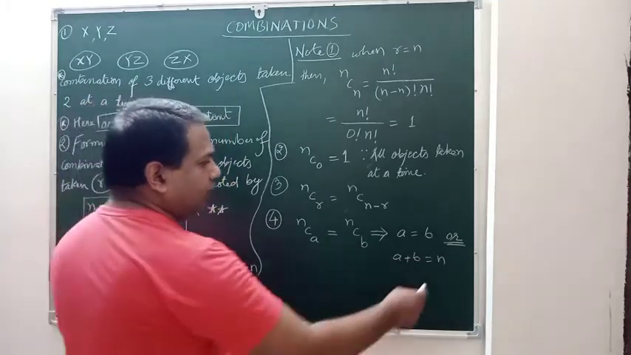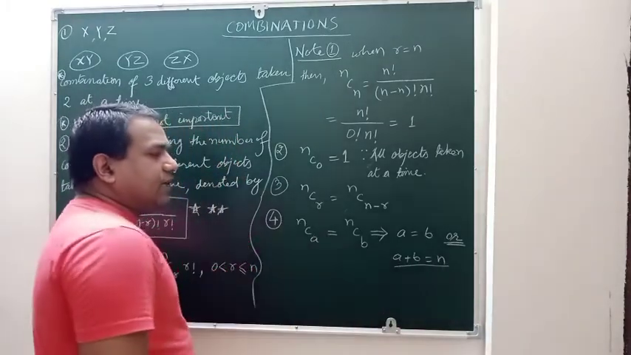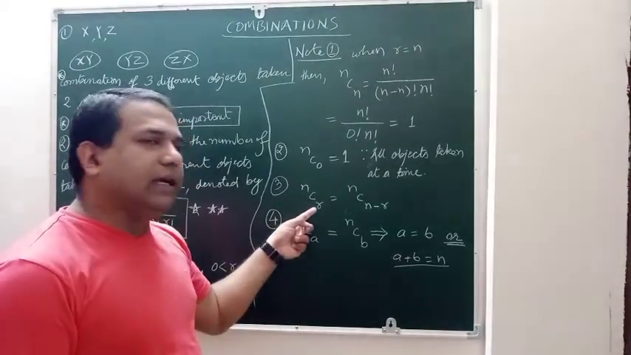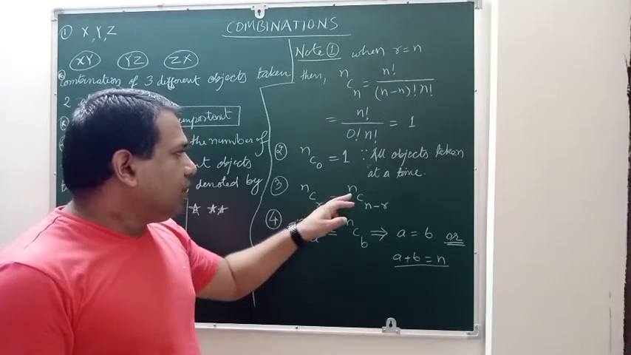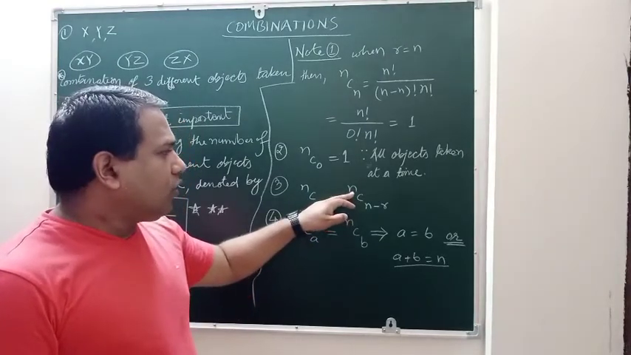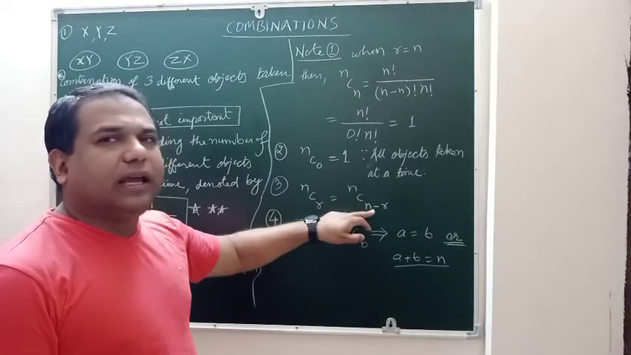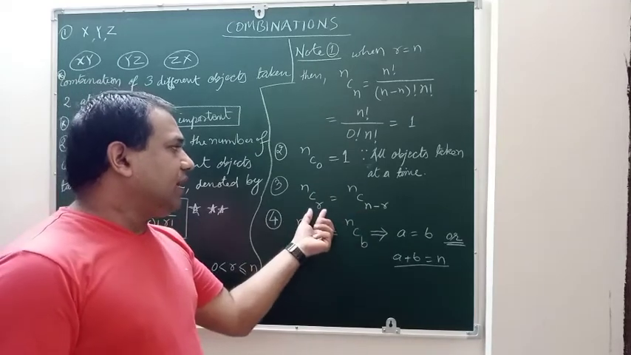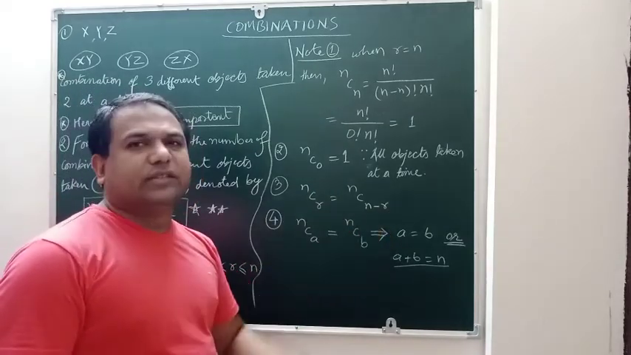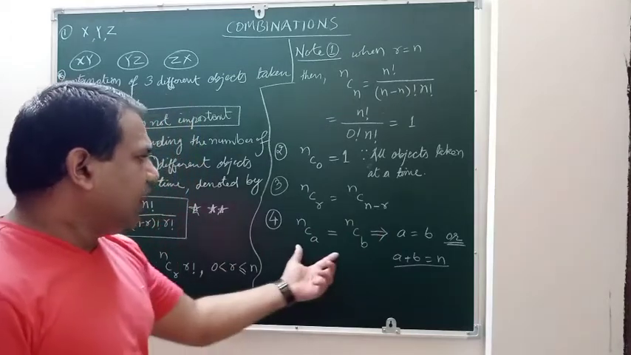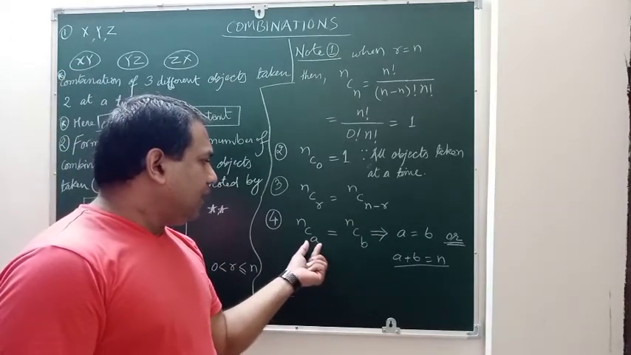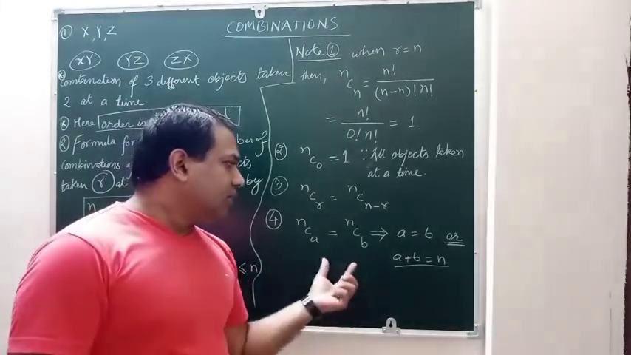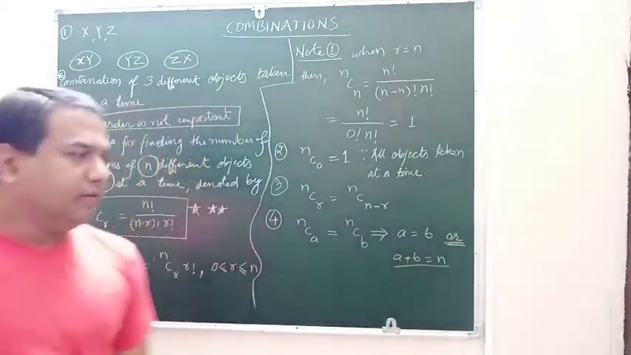Why is it so? If we are saying that out of n objects we are selecting r objects, that means out of n objects we are rejecting n minus r objects. Whether we are selecting or rejecting, both are the same thing. Here also the same thing. If a and b both are equal, then okay. If that is not, then a plus b is equal to n.